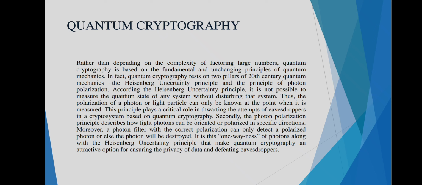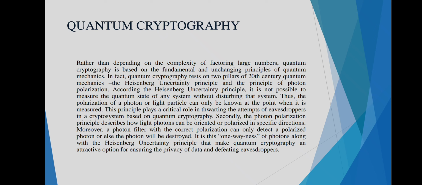In this, it says that when using photon polarization, it must affect the system. So it is that this plays a critical role in thwarting the attempts of eavesdroppers in a crypto system based on quantum cryptography. Secondly, the photon polarization principle describes how light photons can be oriented or polarized in specific directions.